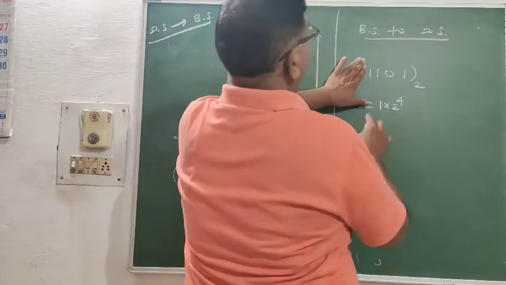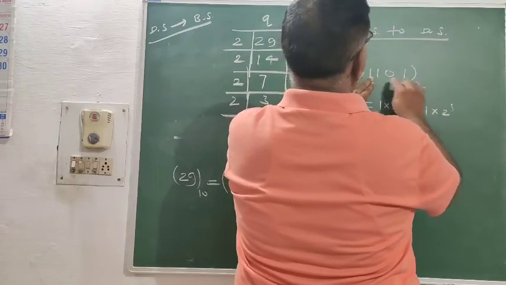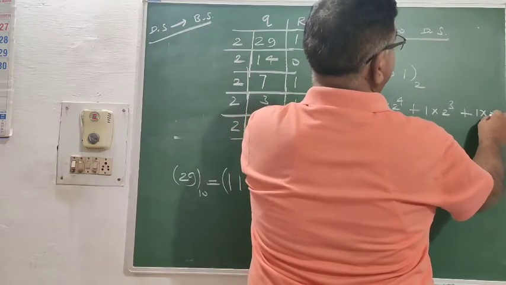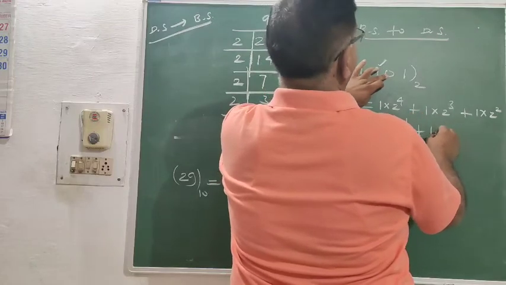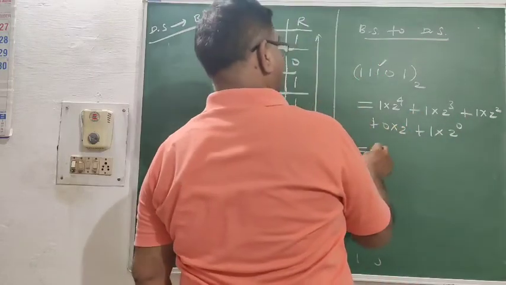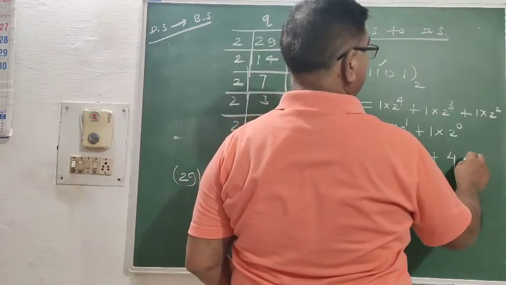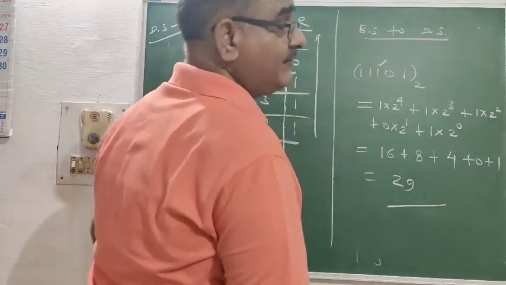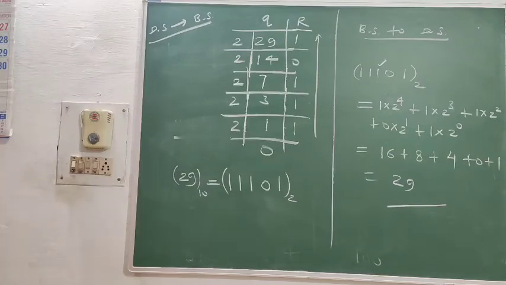इस 1 के बाद आपको जो डिजिट है वो 4 है. फिर प्लस इस 1 के बाद 3 डिजिट्स हैं, प्लस इस वाले 1 के बाद 2 डिजिट्स हैं, इस वाले 0 के बाद 1 डिजिट है, प्लस 1 into 2 to the power 0. See what happened. This is 16, this is 8, this is 4, this is 0, and this is 1. Then this is 29. So this is the way by which you convert binary system to decimal system, and this is the way by which you convert decimal system to binary system.